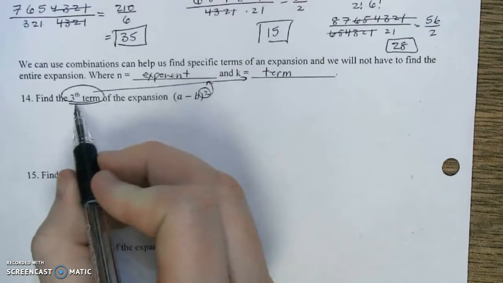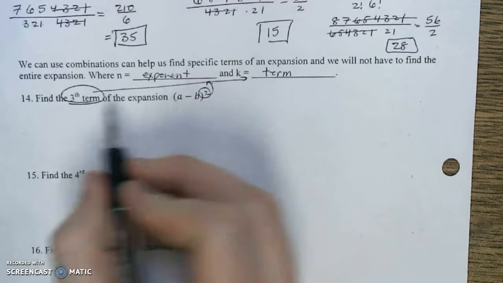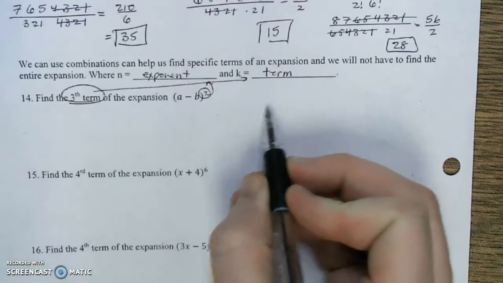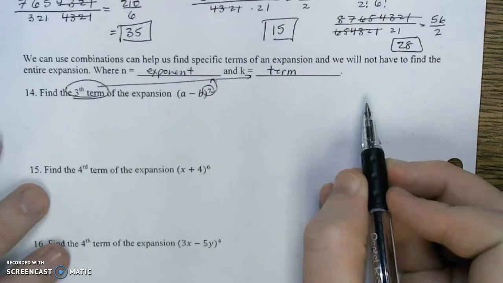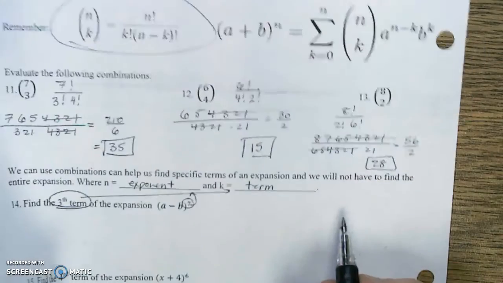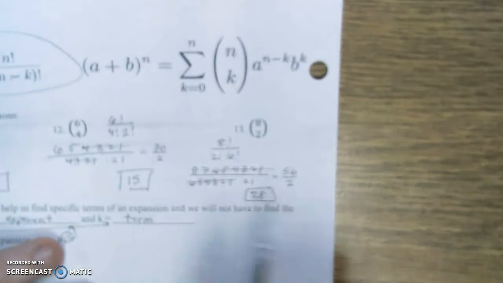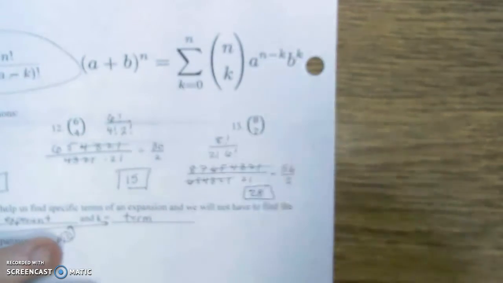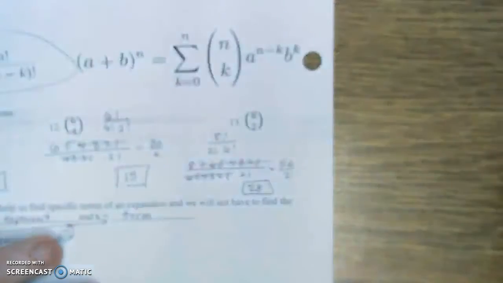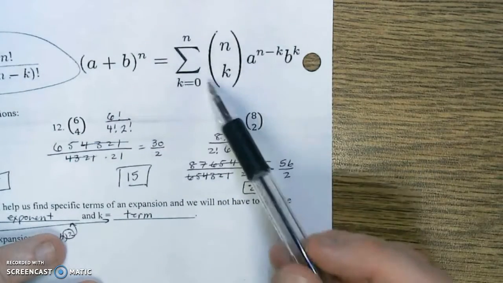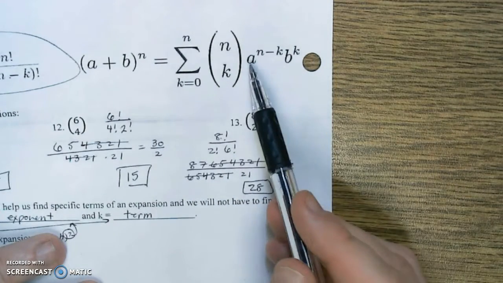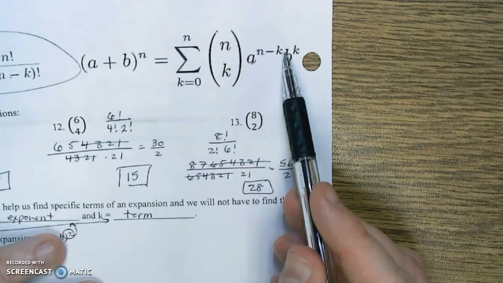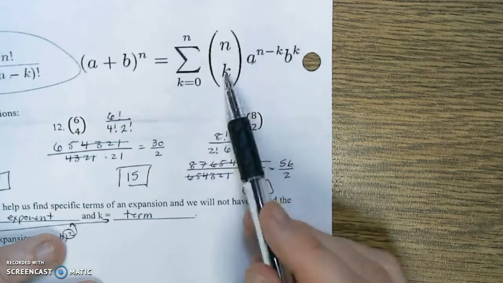So this just wants the third term of this. It doesn't want us to expand out the whole thing. So what we're going to do is use this formula up here. This is how we're going to find it. Okay, so this says summation of the combination, and then we've got the first term, and we do n minus k, and then we have the second term with k.